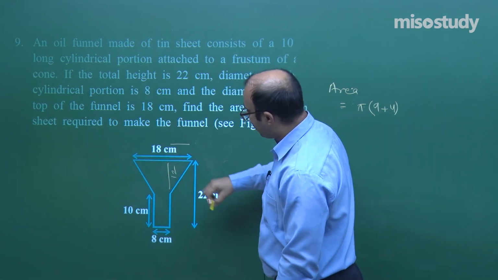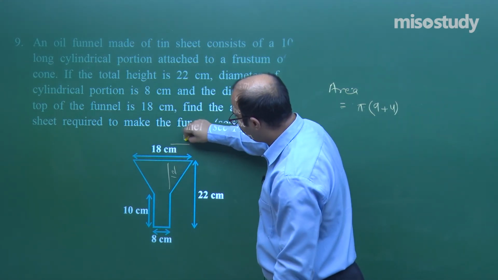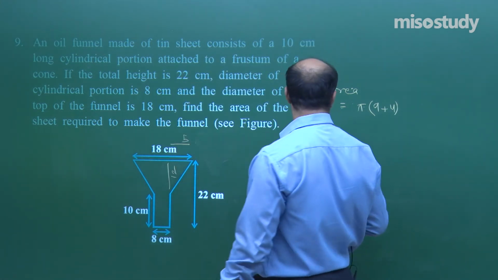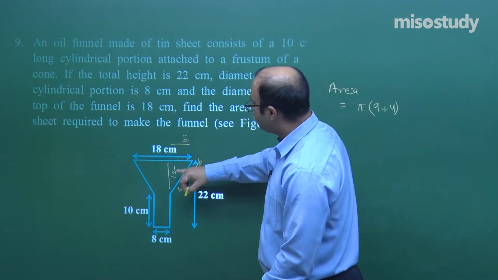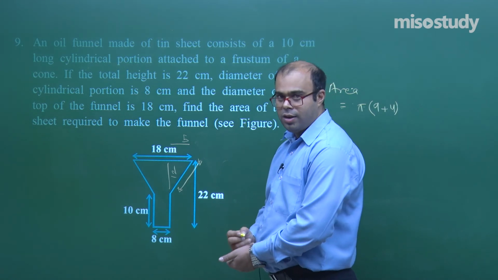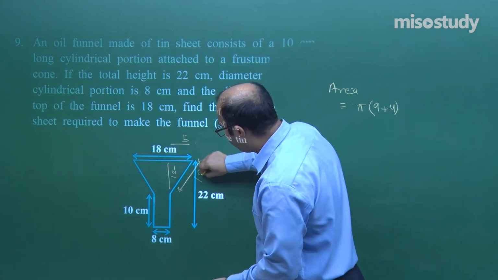This whole radius is 9 and this radius is 4. So, this difference is 5 centimeter. I hope you understand, 9 minus 4 will be 5. So, if we want to find the slant height, this is root over 12 square plus 5 square. 12 square is 144, 5 square is 25. So, this will come out to be 13 finally.